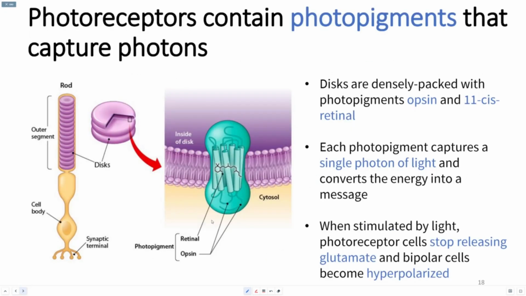So photoreceptors contain photopigments that capture the photons. These rods and cones contain discs that are tightly packed with the photopigment molecule opsin and the 11-cis-retinol compound. Each photopigment captures a single photon of light and converts it into energy, into a message. When light stimulates the photoreceptor cells, it stops releasing glutamate, and the bipolar cells are hyperpolarized, which will then cause them to release the neurotransmitter to send a signal to the ganglions.